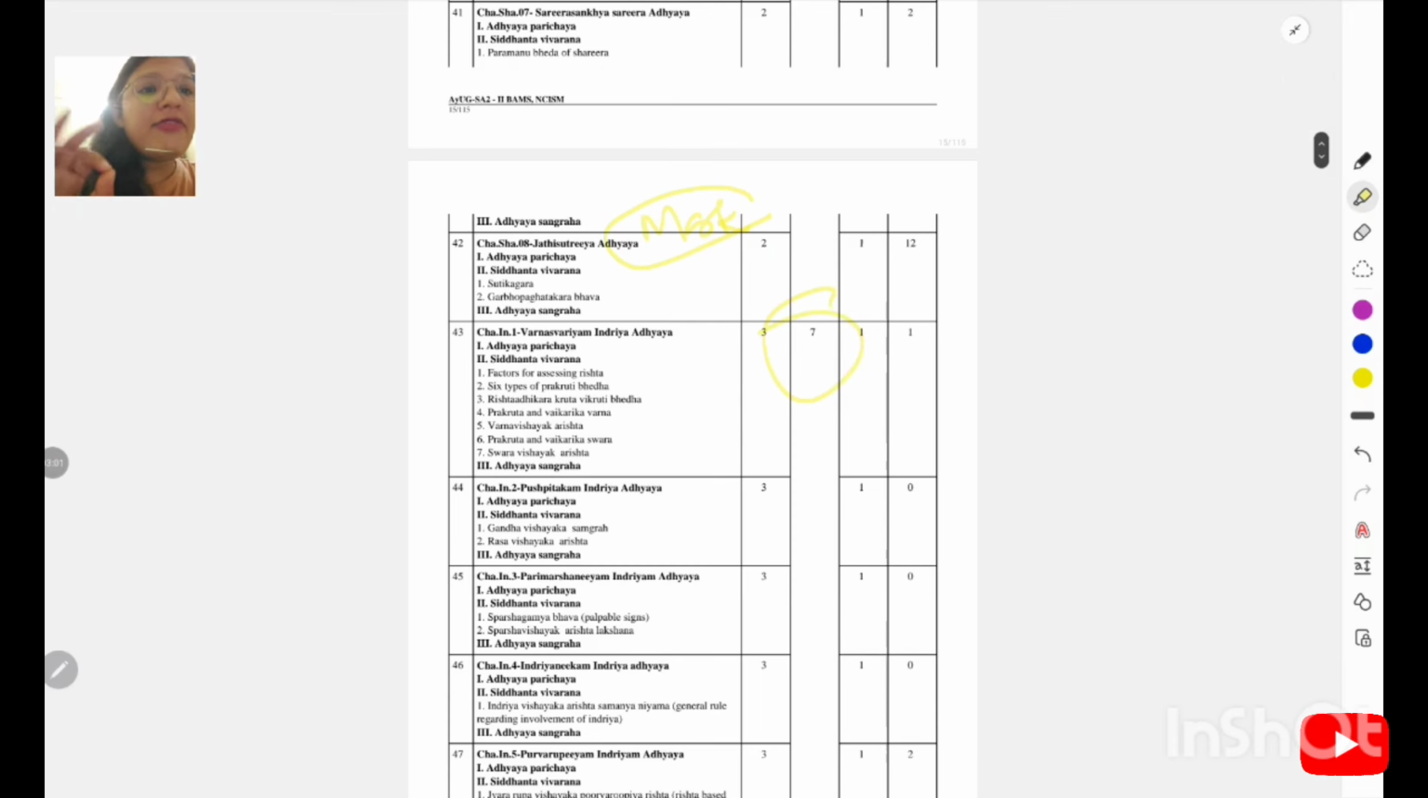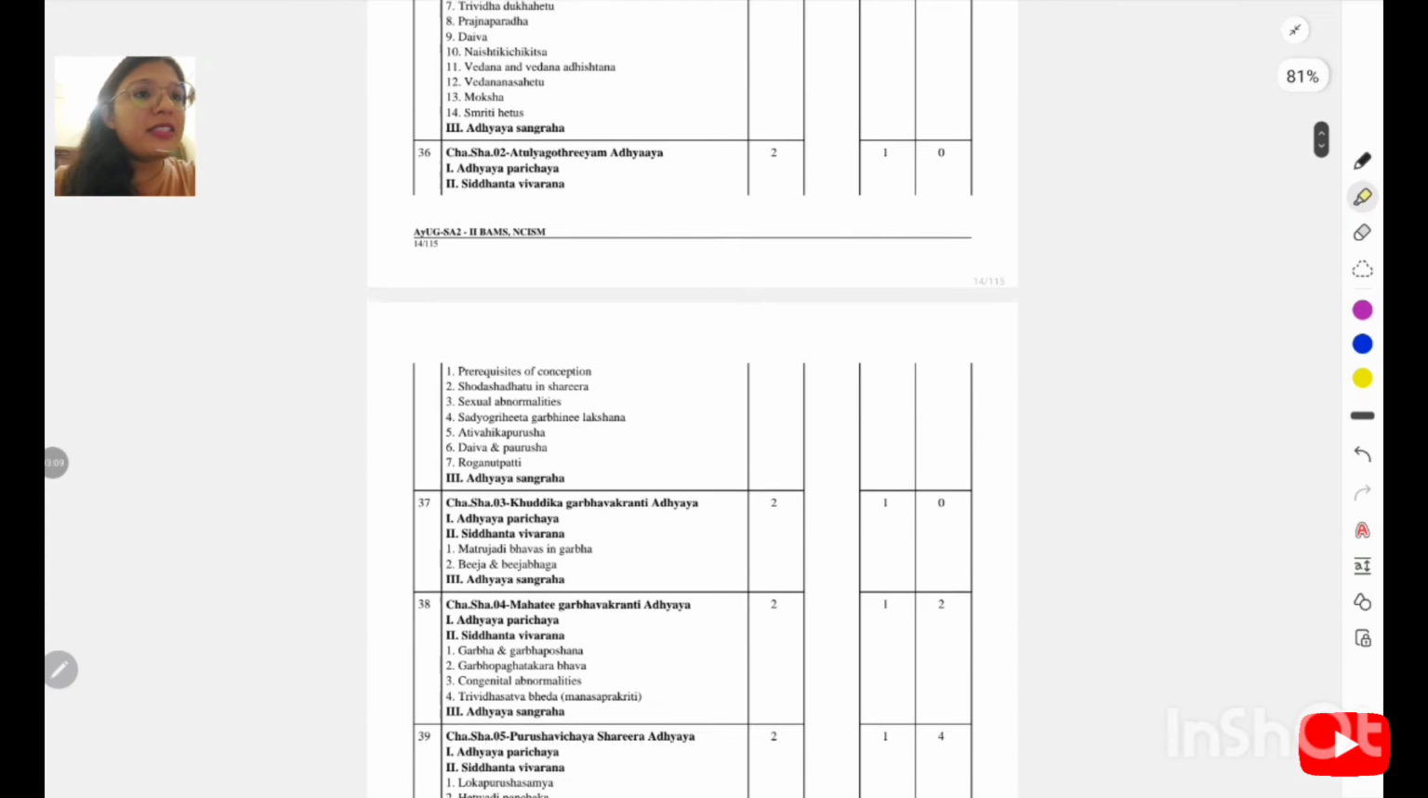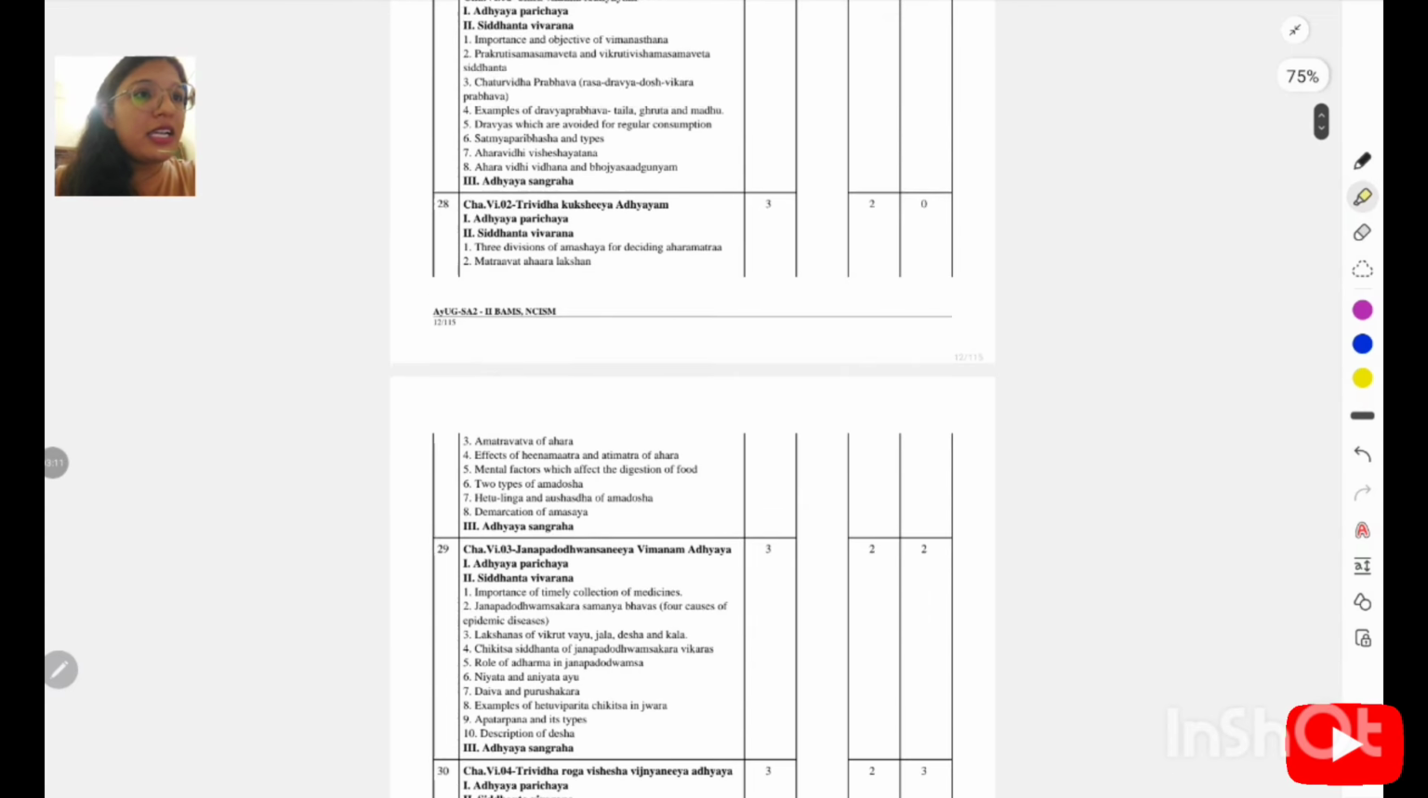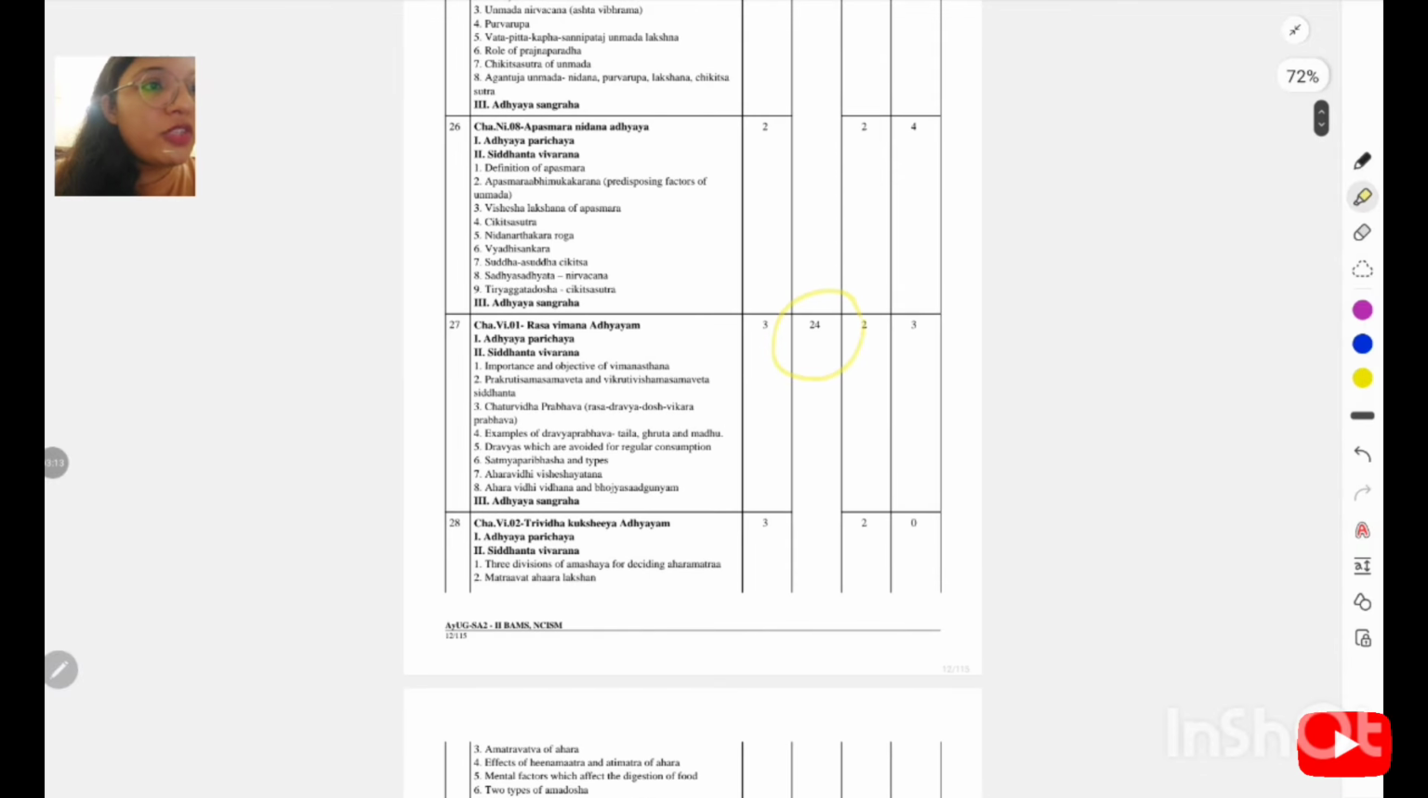Then Vimana Sthana, which is again 19 marks, and this is your Indriya Sthana. Indriya Sthana is basically for 7 marks, and Vimana Sthana is 24 marks. So we can arrange Sutra Sthana, then Vimana Sthana, then Nidana Sthana, then Sharira Sthana, and last the Indriya Sthana. This is going to be the sequence of our question paper according to the syllabus.